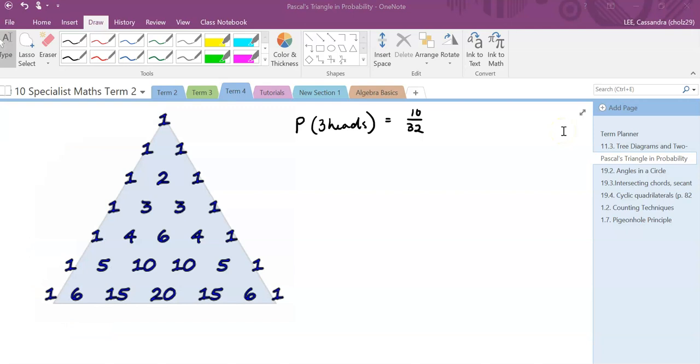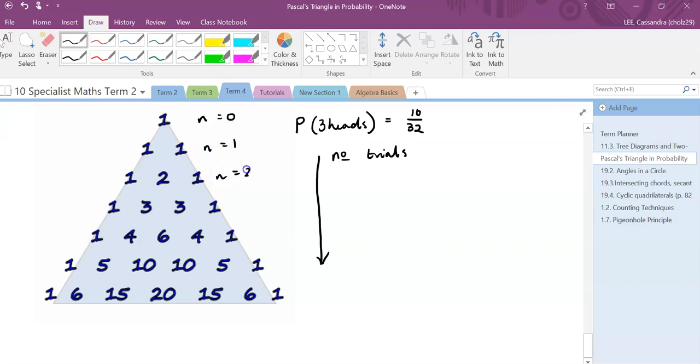Here we have Pascal's triangle. As we go down each of these rows, this is related to our number of total trials. So here, this is when n is equal to 0. Here, n is equal to 1, n is equal to 2, n is equal to 3, and so on. As we go across here, this is our number of successful outcomes.